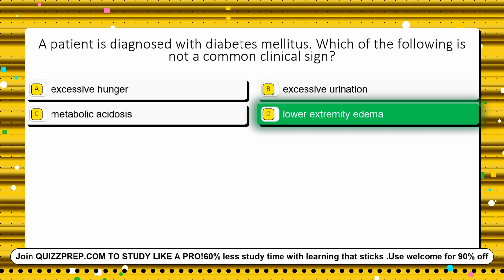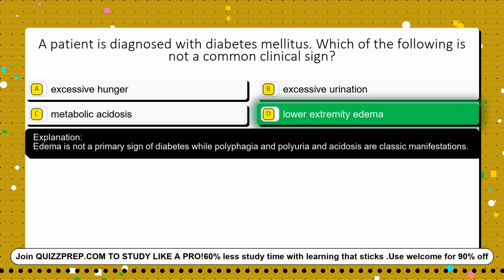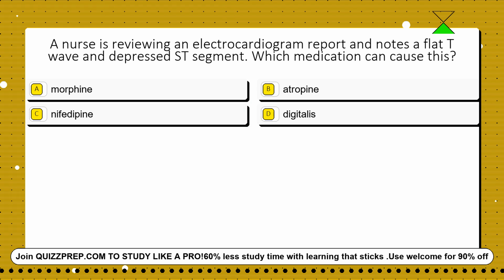The correct answer is option D, lower extremity edema. Edema is not a primary sign of diabetes, while polyphagia, polyuria, and acidosis are classic manifestations. Question 30. A nurse is reviewing an electrocardiogram report and notes a flat T wave and depressed ST segment. Which medication can cause this? Option A, morphine. Option B, atropine. Option C, nifedipine. Option D, digitalis.